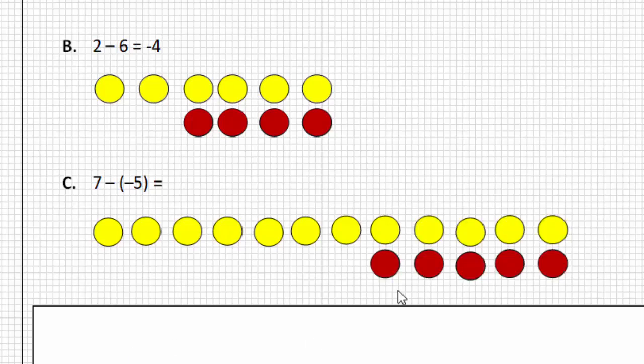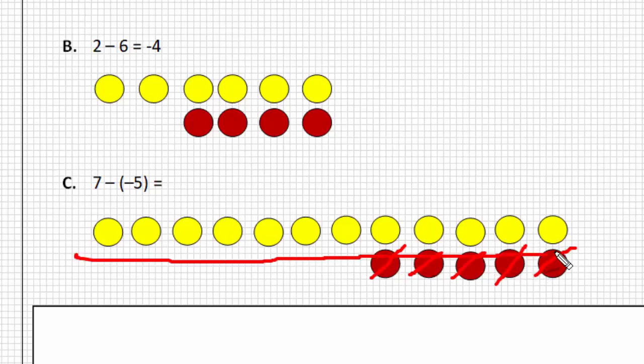Alright, if you haven't drawn in your 5 0 pairs, please go ahead and do so now, and it should look like this. So on our board, we still have a value of 7, because we have these 7 positive chips, and we have the 5 0 pairs, which technically cancel out, so our value is 7. But now we're ready to take away the 5 negatives. So let's go ahead and cross those out. We would take away only the negatives, because that's what our problem tells us to do, and to take away 5 of them. 1, 2, 3, 4, 5.